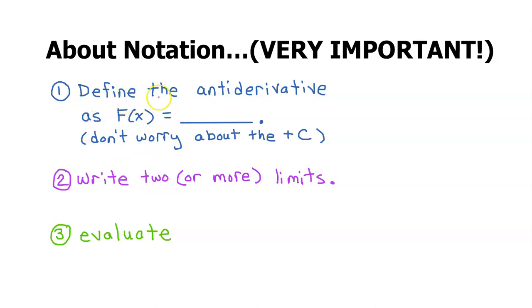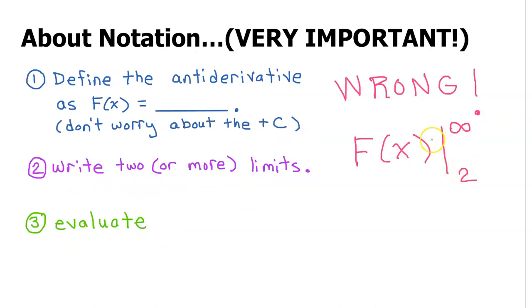Step 1, we will define the antiderivative as capital F of x. Step 2, we will write 2 or more limits. And step 3, we will evaluate. What you're not going to do is use this definite integral notation with an infinity in there. If I see this on the test, or if they see this on the AP exam with an infinity with a vertical line as a limit of integration, the problem will be marked wrong.